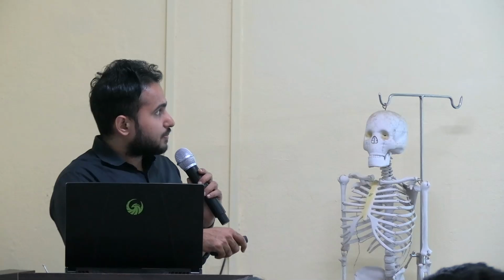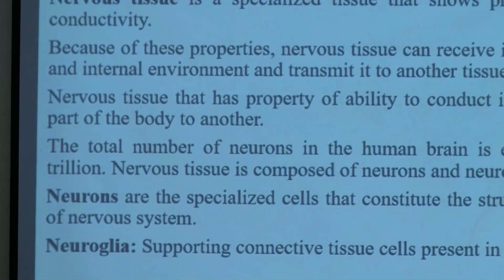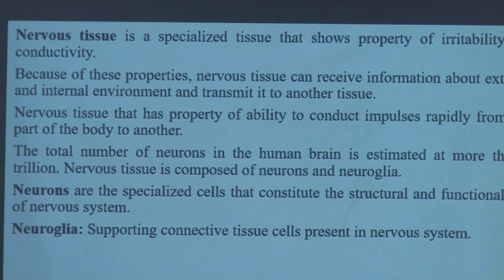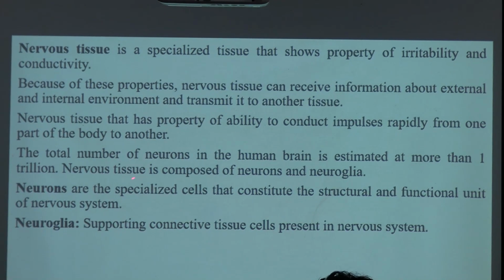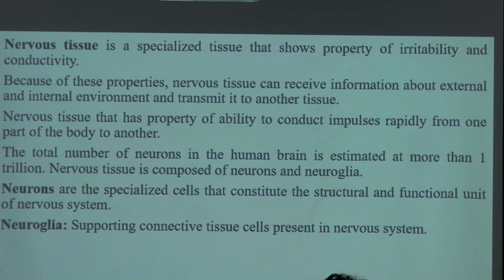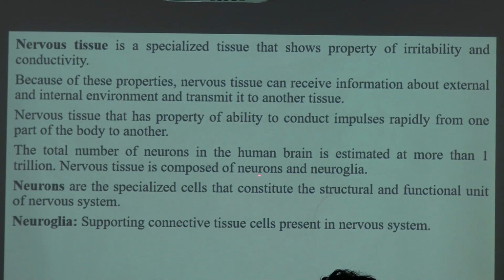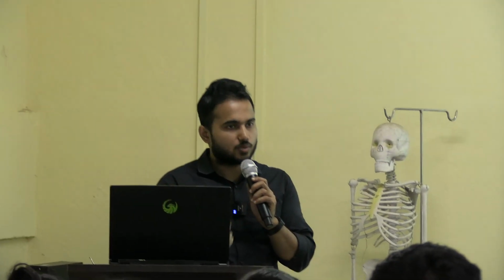Next, nervous tissue has the ability to conduct impulses rapidly from one part of the body to another. In our brain, approximately 1 trillion neurons are present. The nervous tissue is mainly composed of two types of cells: the neurons and the neuroglia. From the beginning I am telling you that whenever the word tissue comes, please note that cells will be present.